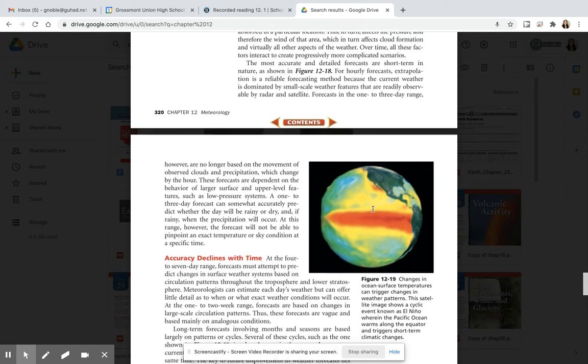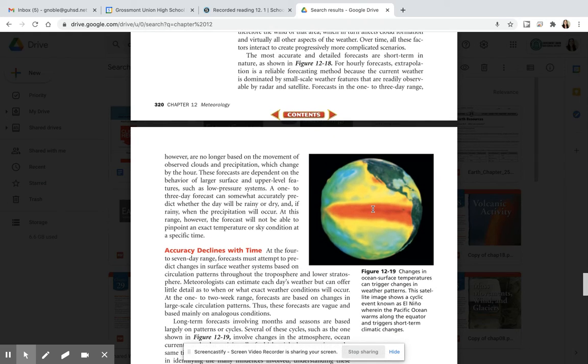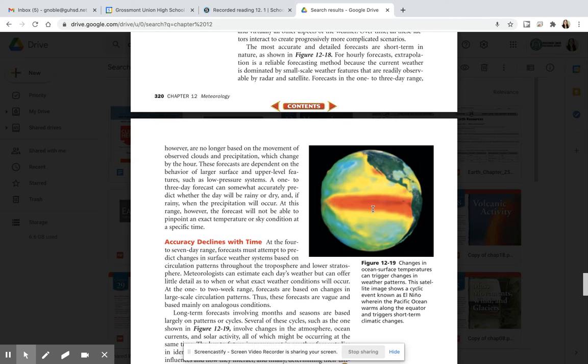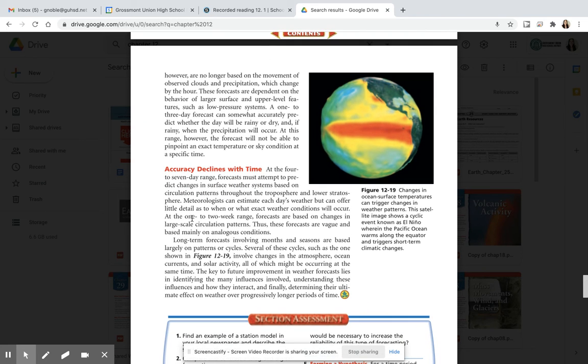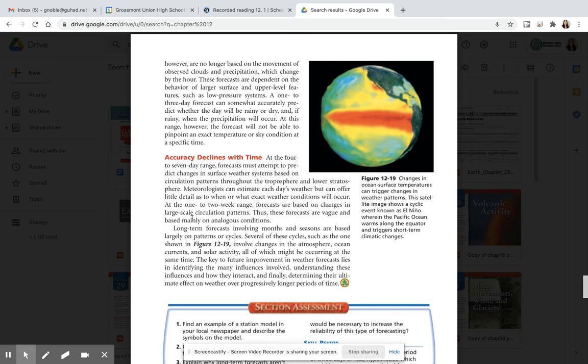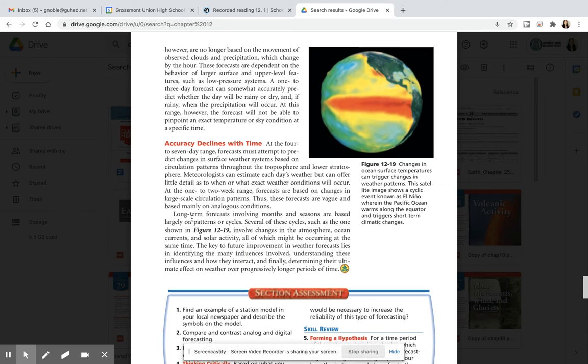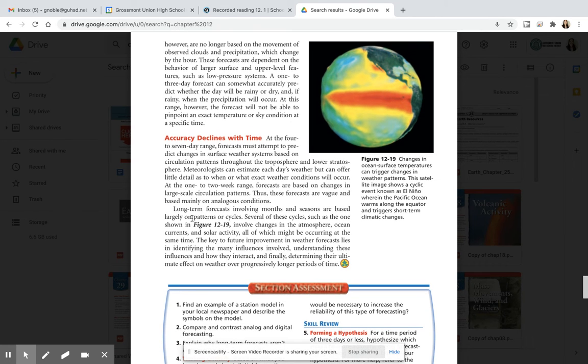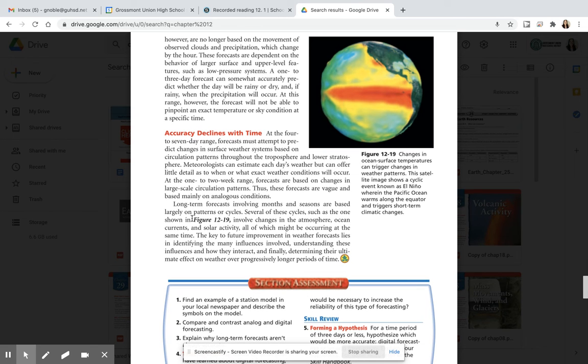The most accurate and detailed forecasts are short-term in nature, as shown in Figure 1218. For hourly forecasts, extrapolation is a reliable forecasting method because the current weather is dominated by small-scale weather features that are readily observable by radar and satellite. Forecasts in the 1 to 3 day range, however, are no longer based on the movement of observed clouds and precipitation, which change by the hour. These forecasts are dependent on the behavior of large surface and upper level features such as low pressure systems.